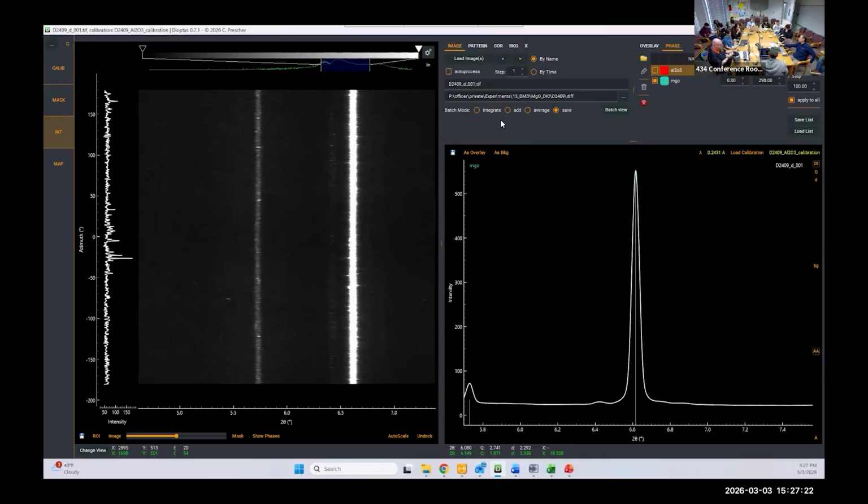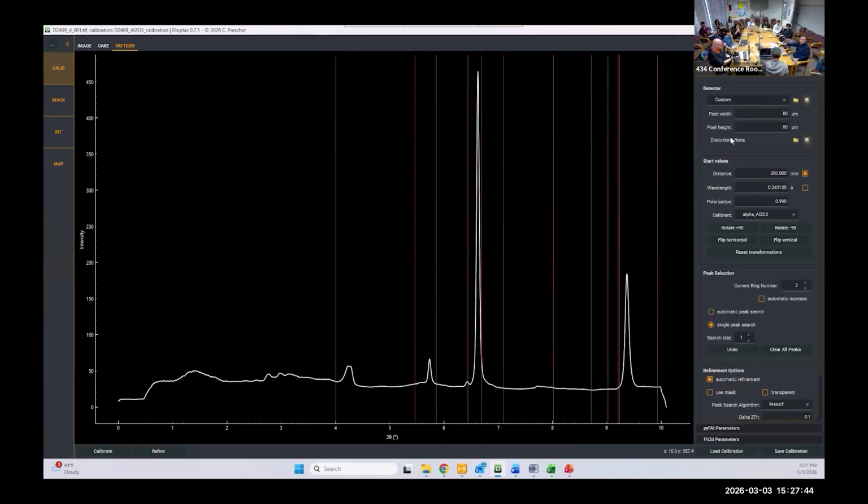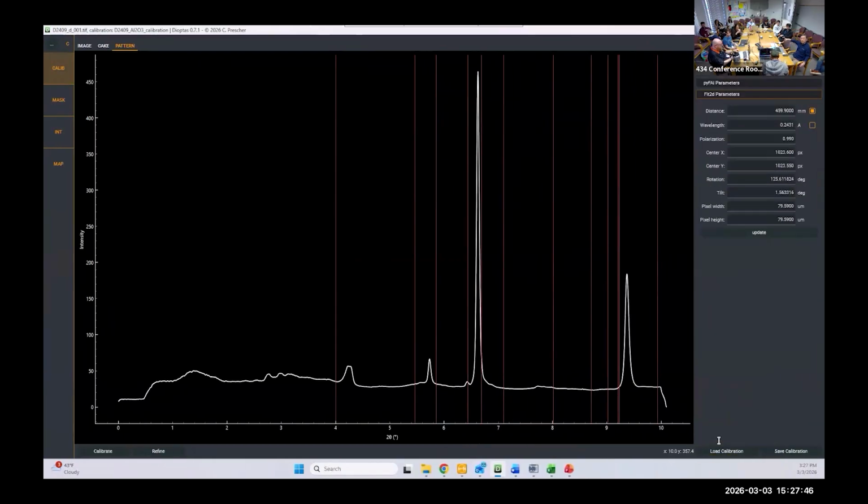The reason you pick the MgO is that it's your pressure standard. Later on, you want to use the cell parameters to get pressure, so you want these peaks to be at exactly the same position as the reference file tells you. I think the distance is like 460 millimeters. It's usually around that, a little less than half a meter away.